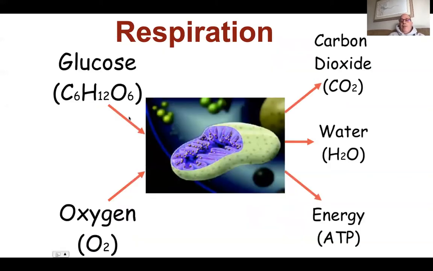Just the opposite is happening in respiration, and that's really one of our goals for today. In respiration, the glucose and oxygen go into the mitochondria, and what comes out is carbon dioxide and water, but in the process, it releases energy in the form of ATP. And we'll try to understand what that means in just a second.